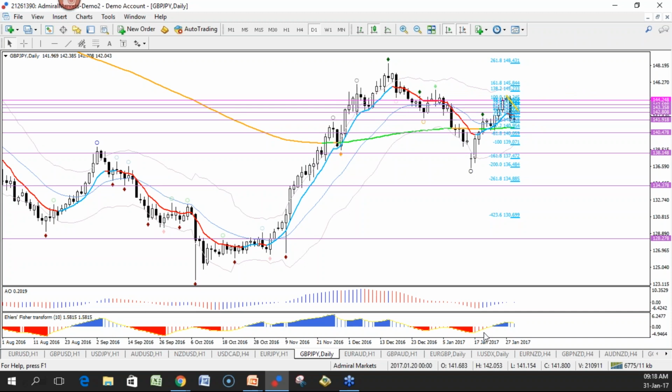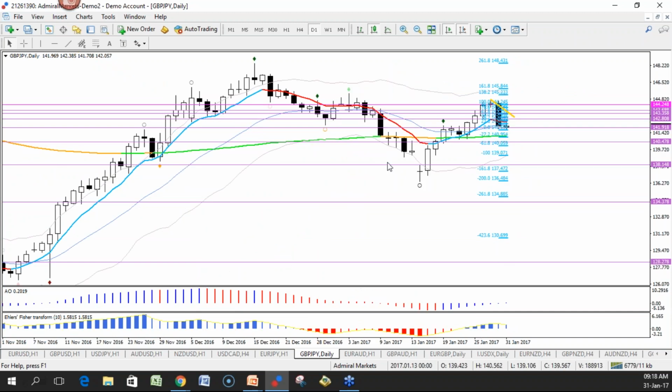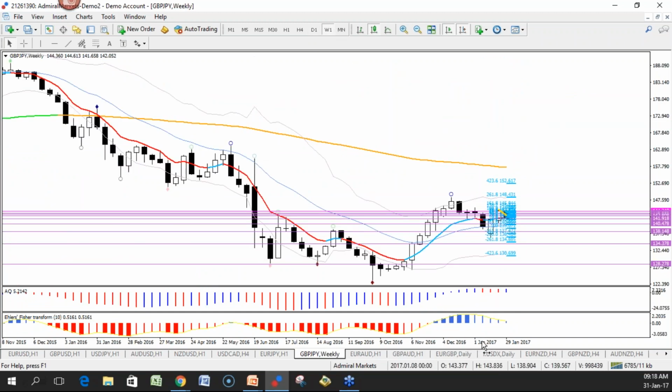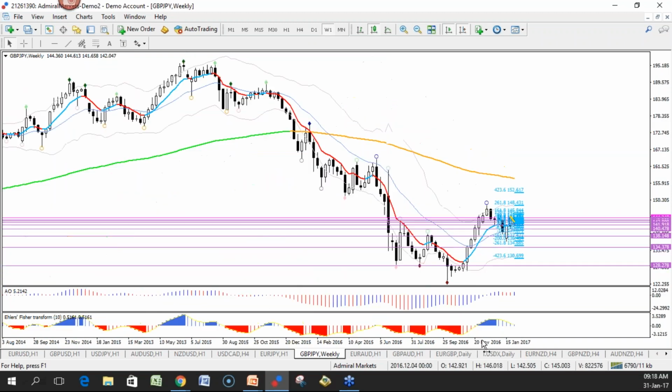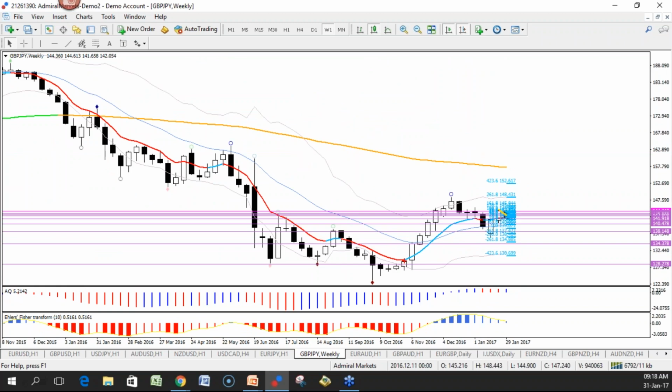But it doesn't have to go that deep. I mean, it could just, of course, also move and test this bottom and then bounce again and build a triangle. So that's something you want to be aware of. From a weekly perspective, you know, what this is and this is, we don't know yet.